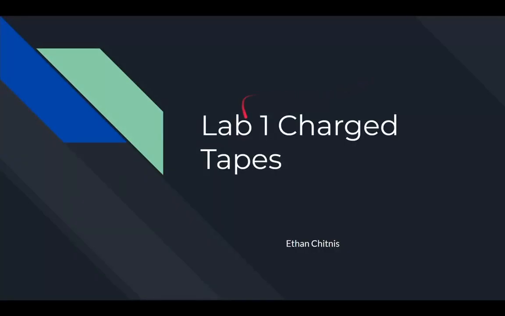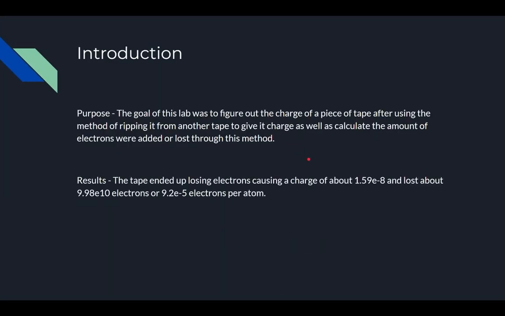Hello, my name is Ethan Chinnis, and this is Lab 1 Charge Tapes. The purpose of this lab was to figure out the charge of a piece of tape after using a certain method of ripping it from another piece of tape to give it a charge, as well as calculate the amount of electrons that were added or lost to this method.